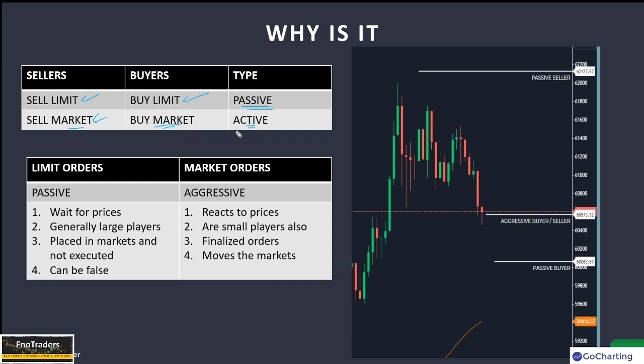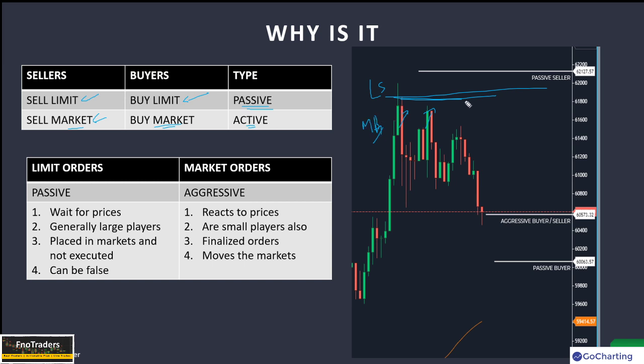So let's say price is going on an uptrend in this case, and we have a limit seller here at this price point. So any new buying coming in is getting absorbed. In the case of absorption, this limit seller is probably bigger than the market buyer order.